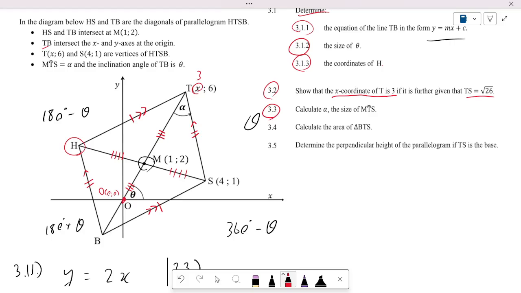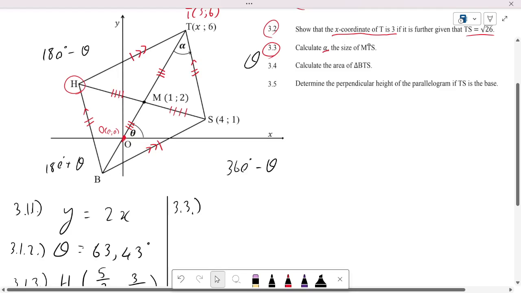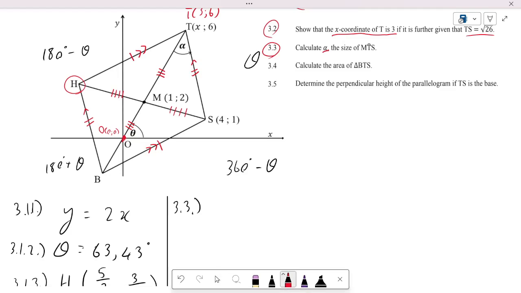Now let's do 3.3. So 3.3 says calculate the angle alpha, which is the size of MTS, which we said in the beginning over here. So alpha is over here, and we know that the new coordinates of t are going to be 3 and 6. Okay, so now that we have that information, we have to do the following, right? So for this one over here, we have calculate the angle. Alpha is the size of MTS.